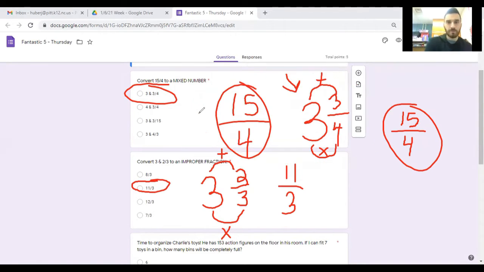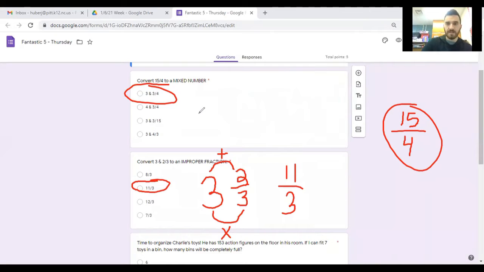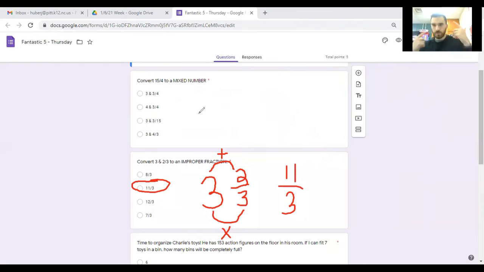I know it's kind of tricky with me using all this academic vocabulary, but the more we use it, the more you'll be able to relate to what I'm saying. Same thing for number 2. I had a mixed number and I just changed it to an improper fraction. I got 11/3. But I could take that improper fraction and change it back to a mixed number because I know fraction bar means divided by.